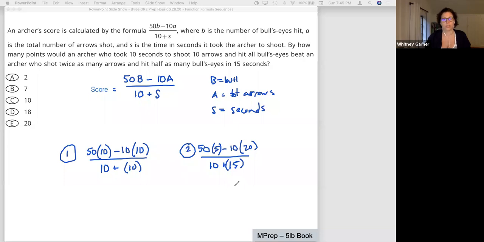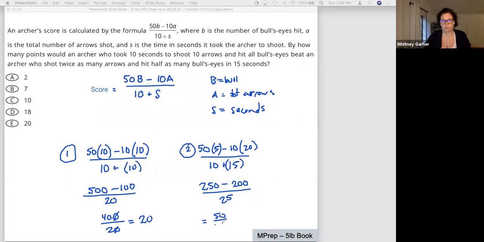Literally from there, you're just computing. So this guy is 500 minus 100 divided by 20, or 400 over 20. We can cancel out a 0. This is 20. This guy is 250 minus 200 divided by 25. So 50 over 25 is 2. And it says, by how many points would one archer beat the other? This person got 20 points. This person only got 2 points. And so 4.